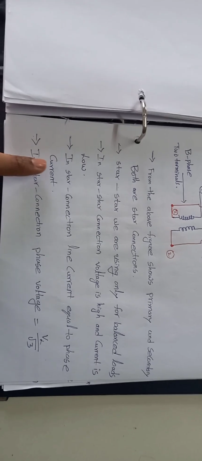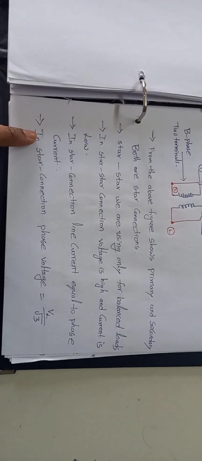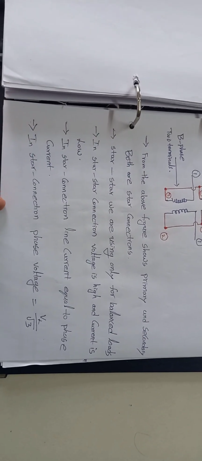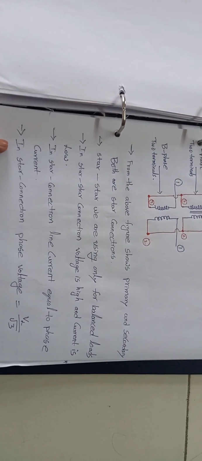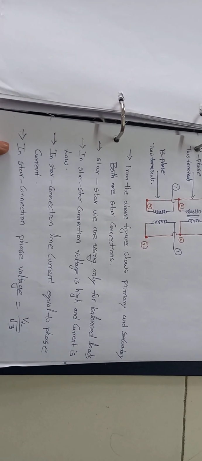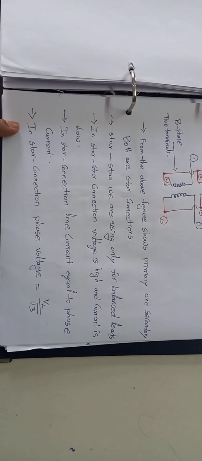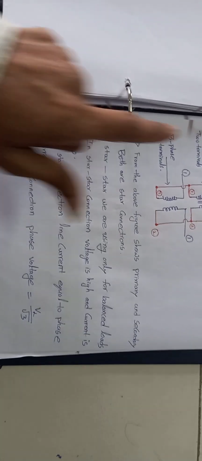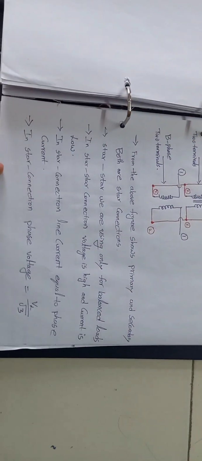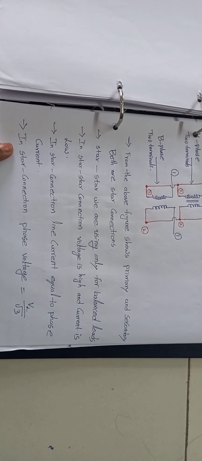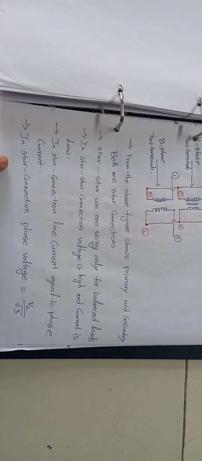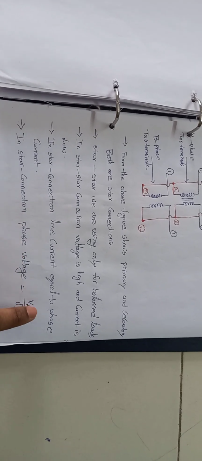Okay. Then here you remember a few points about star to star. It's a very simple theory. We need to understand phase current and line current are both the same in star to star for both the ends, and phase voltage and line voltage are completely different in star connection. So in star connection, phase voltage is equal to line voltage by √3.